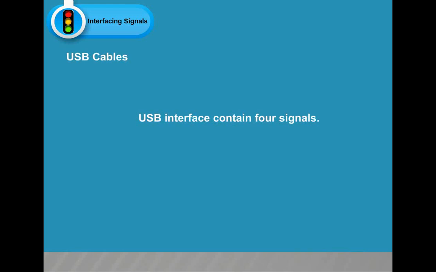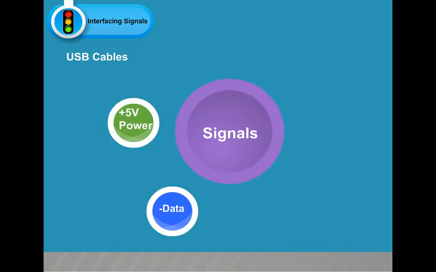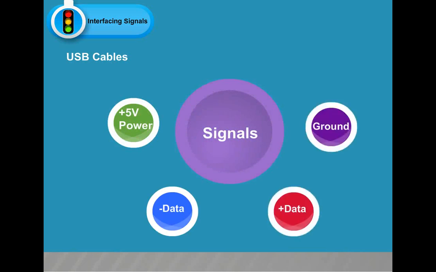USB interface contain 4 signals. They are positive 5 volt power, negative data, positive data, ground.